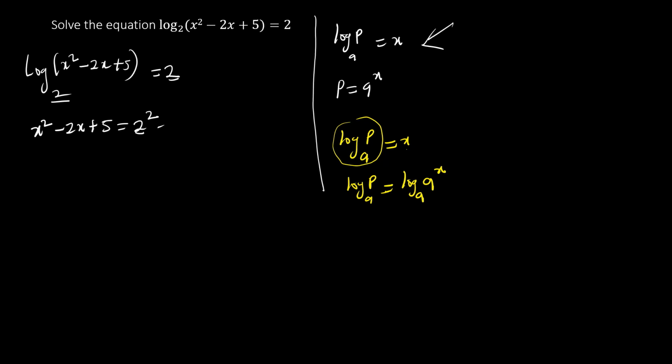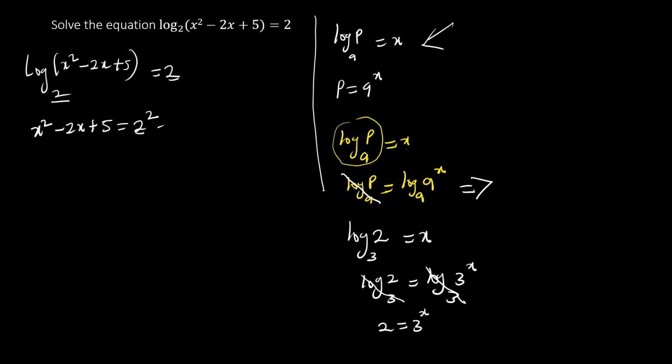So let me write that. If you have log 2 base 3 equals x, this can be written as log 2 base 3 equals log 3 to the power of x. So here the logs cancel each other, log 3 and log 3. So you have 2 equals 3 to the power of x. The same thing here: the log a cancel each other. Now we have p equals a to the power of x, which is the same with what we have here. So let's go back to our question.